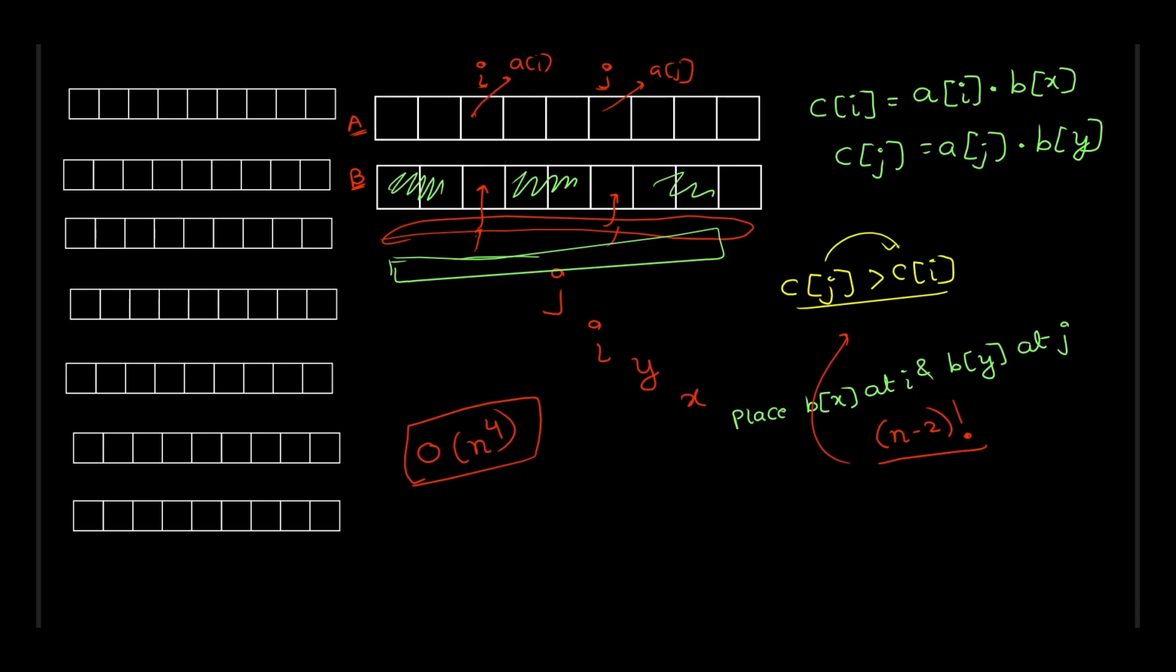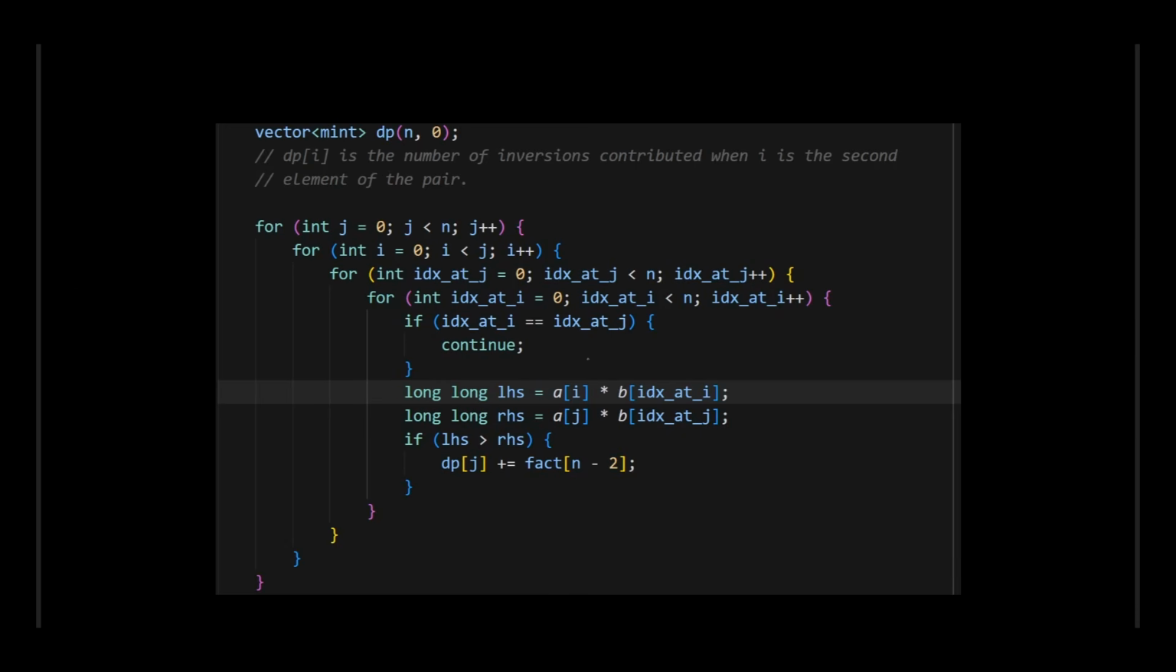Let's also quickly look at the code. First we define dp of j as the number of inversions contributed when j is the second element of the pair. This time, when counting the contribution, you want to count it for the right side element of the pair. In this problem it doesn't matter a lot, but I have a habit of taking the contribution from a single element instead of from a pair. That's why I have defined dp of j, so that finally I can print the sum of dp of j as the answer.